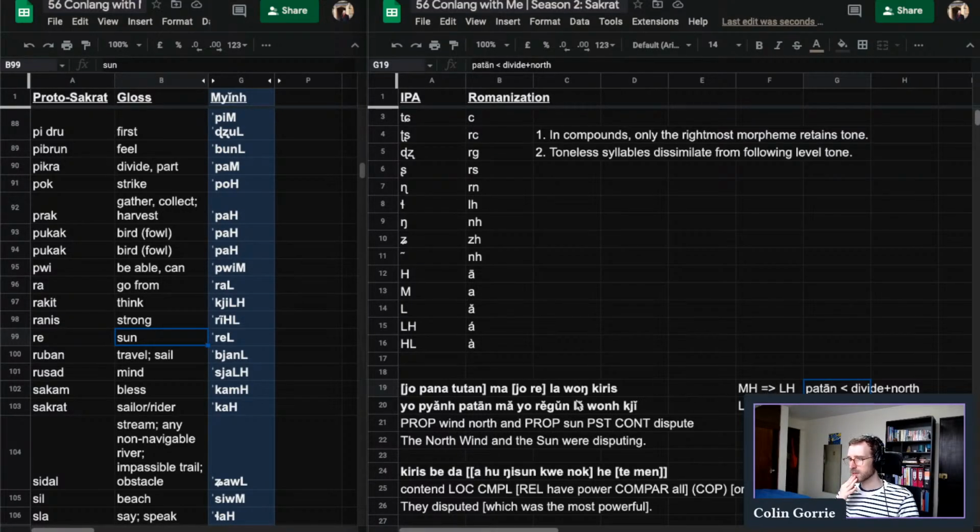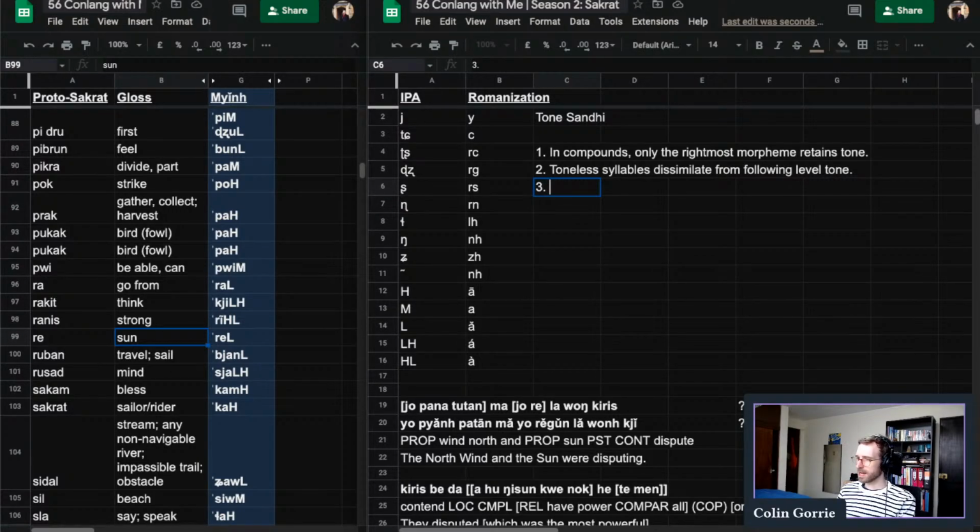Right. And then similarly, if you have a low tone in the rightmost syllable, then whatever the tone of the first syllable is, it will become high because we're dissimilating from a following level tone. Okay, that's rule 2.